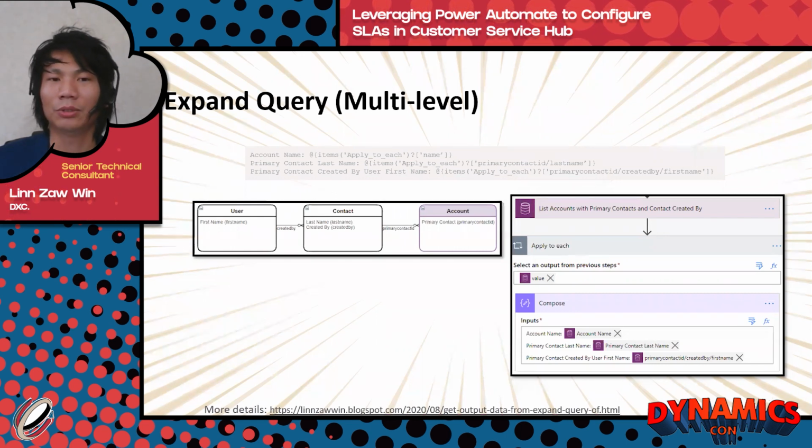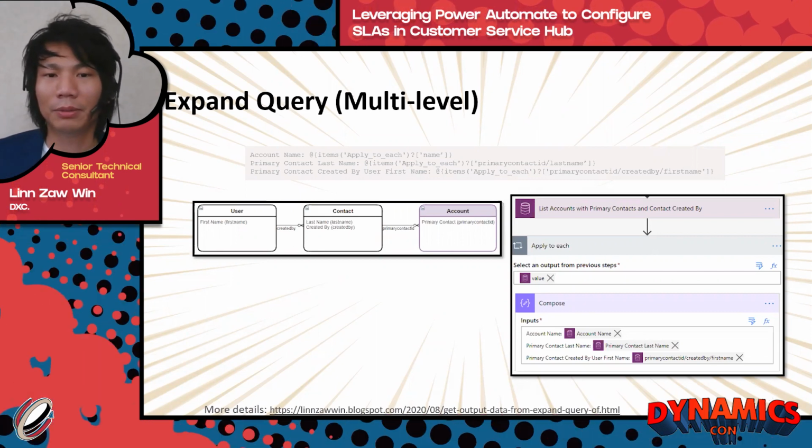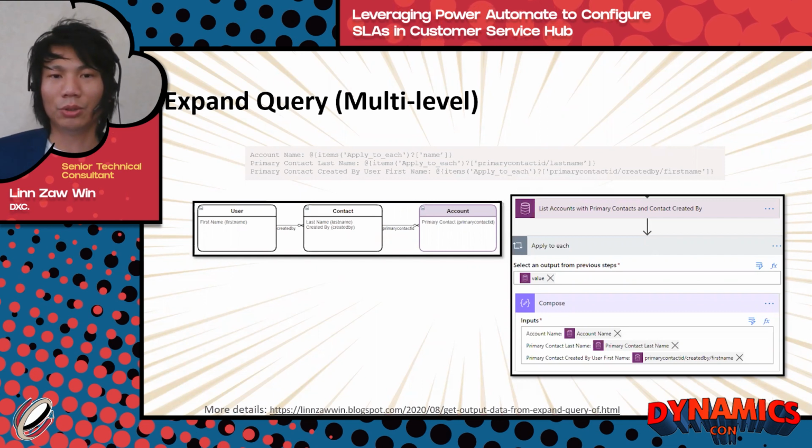And in that case, you have to write your own flow expression: the first lookup, primary contact ID, slash, the second lookup, which is the primary contact's created by, slash, and the required record's attribute name, which is the field name. So in that way, if you do more nested queries like 3-level up, 4-level up, or 5-level up, you can achieve the same thing by adding more slashes and more lookups.